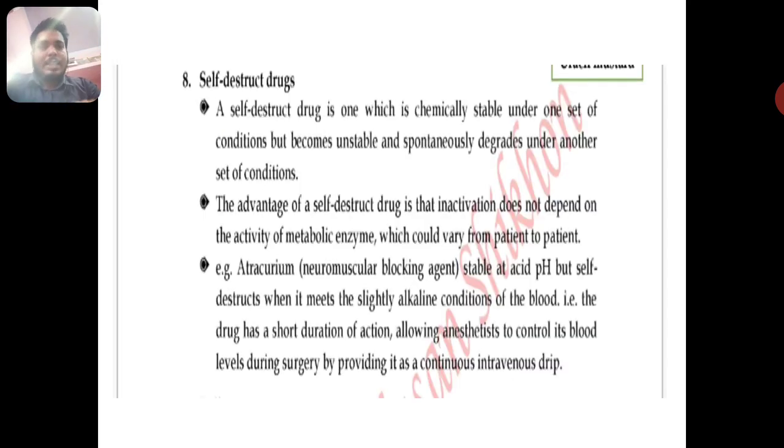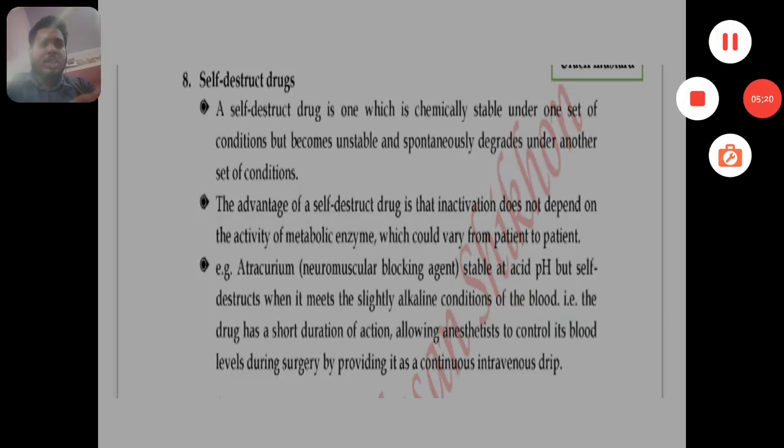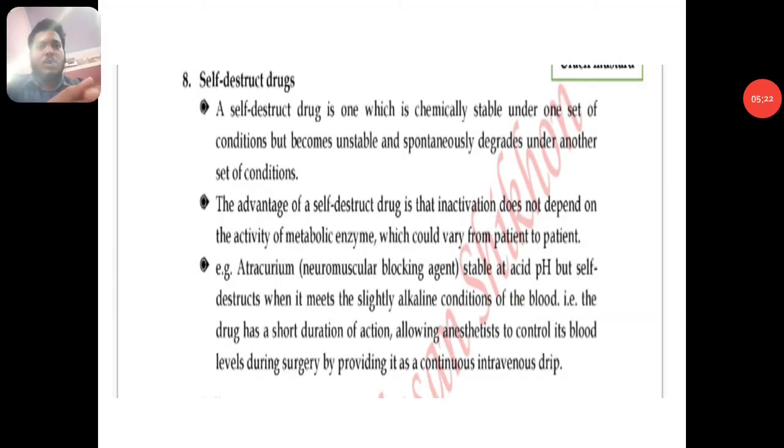Then self-destruct drugs. A self-destruct drug is one which is chemically stable at the onset of action but becomes unstable and spontaneously degrades under other conditions, for example atracurium, which is stable at acid pH but self-destructs when it meets the slightly alkaline conditions of the blood. The drug has a short duration of action, allowing the anesthetist to control its blood levels during surgery by providing it as a continuous intravenous drip.